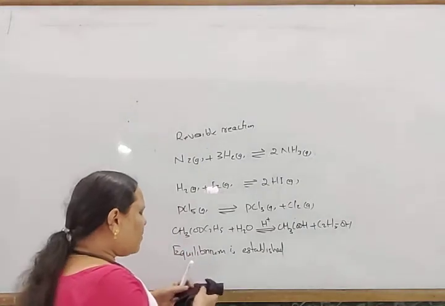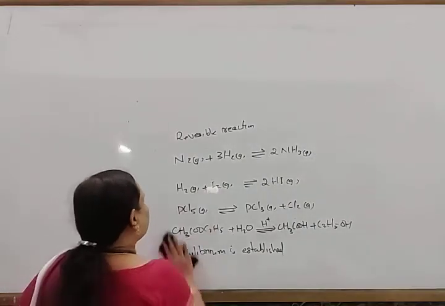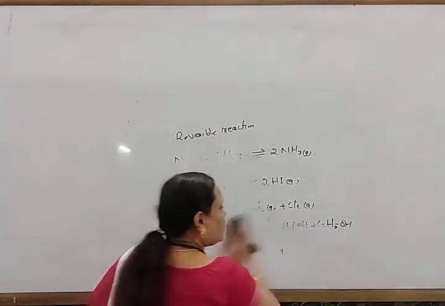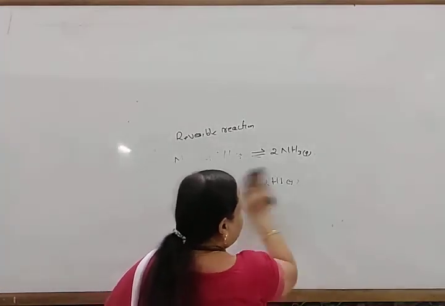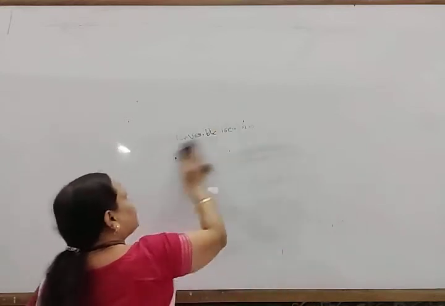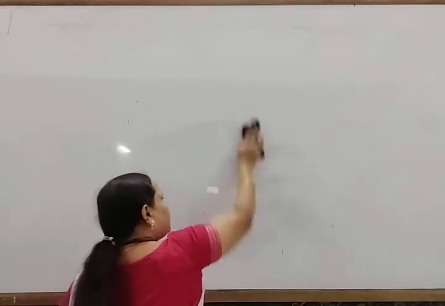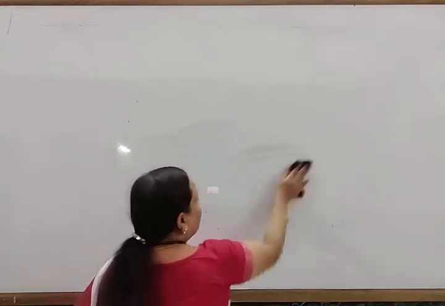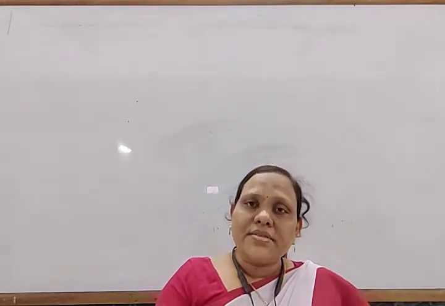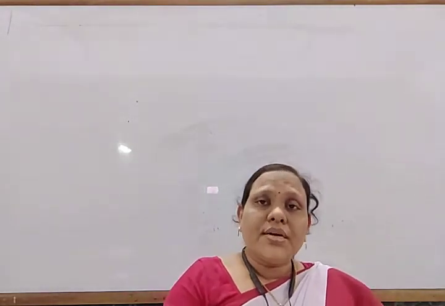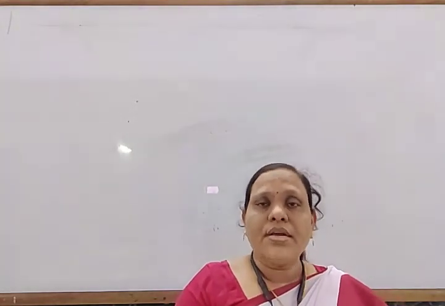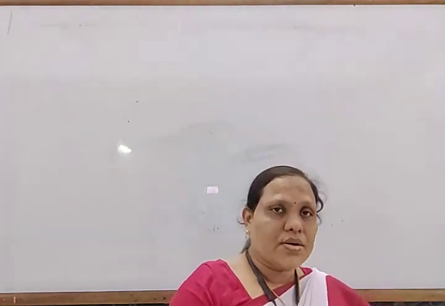So what is the equilibrium condition? The equilibrium condition is where the rate of change of concentration of the reactant or product with respect to time becomes zero. That condition is known as equilibrium. It looks like no reaction takes place, but actually the reaction is continuing. That condition is known as the equilibrium condition.